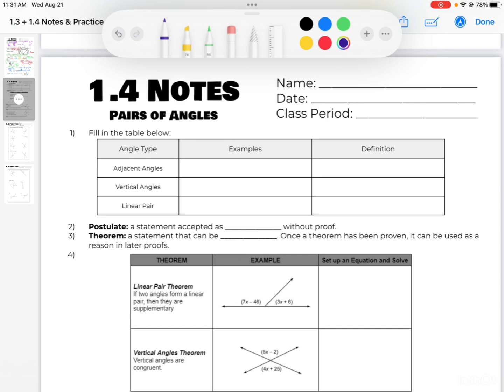So in 1.3, we talked about angles, what they are, how to name them, how to add and combine them. Talked about rays, bisectors, all that good stuff. Now we're going to be talking about special pairs of angles and ways that they can combine in ways that will help us further down the road as we get to more complex things.